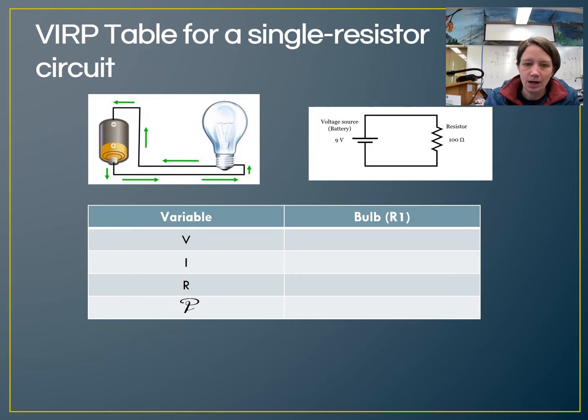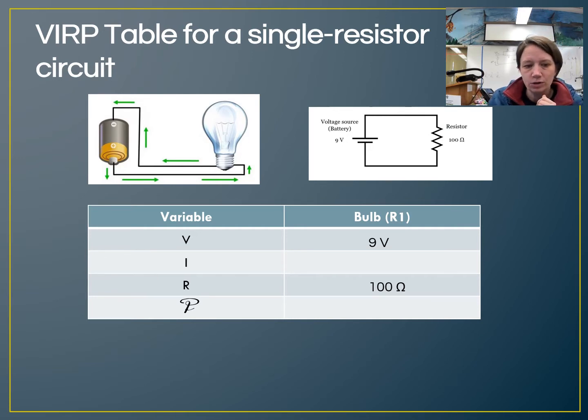So when I look at my circuit diagram, I know right away that the voltage provided by that battery is 9 volts, so I'm going to put that in there. And I know that the resistance is 100 ohms. This is the goal in a VIRP table, is to get two known values in any column of that table, because once you know two known values, then we can use Ohm's law and the power equation to solve for the other two, regardless of which two we know.